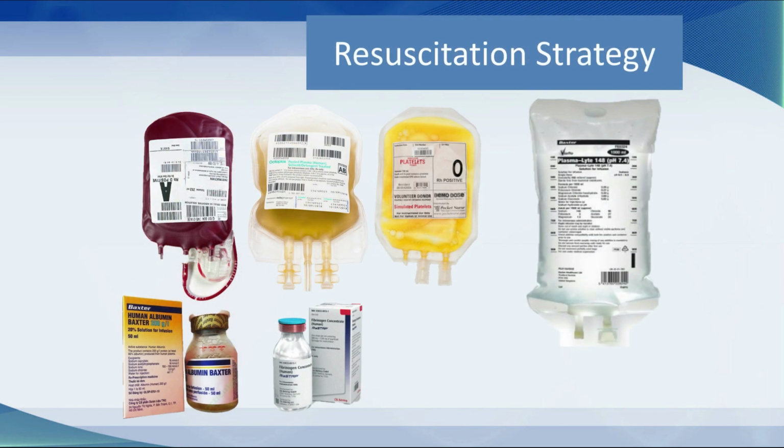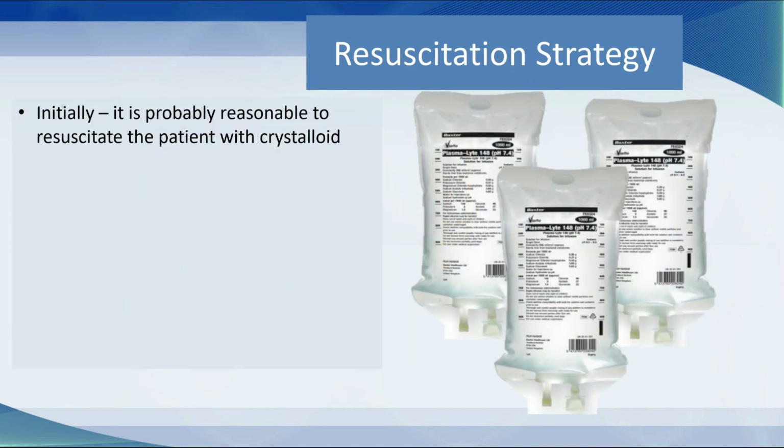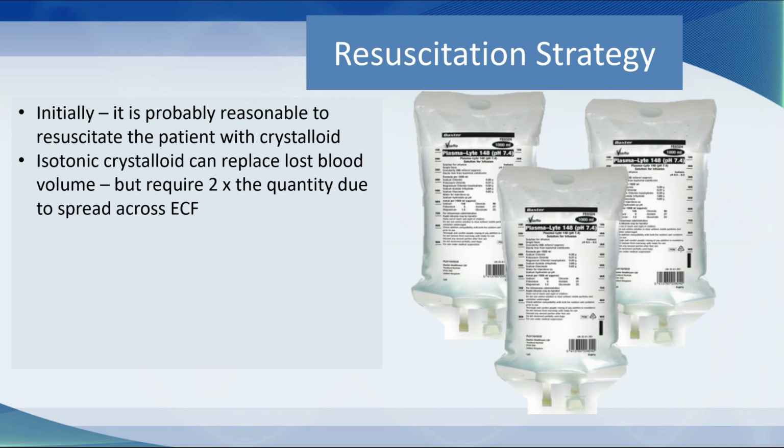Now, what kind of resuscitation strategy should you be using? Well, it's kind of unclear the best way to do it. Certainly, it's not unacceptable to give a small amount of crystalloid to get the patient started with their resuscitation. In very small quantities, isotonic crystalloid can replace lost blood volumes, but as this starts to mobilize across the extracellular space, you do need to start increasing the volume.